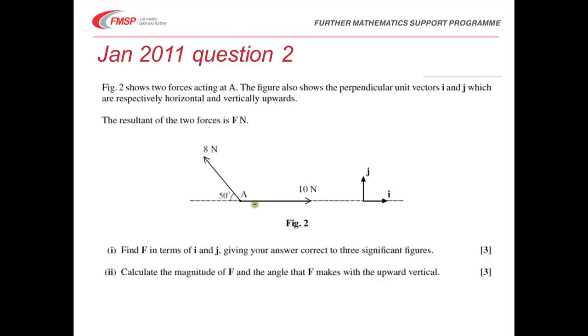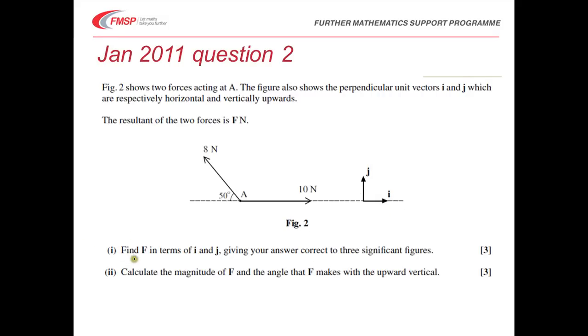This is January 2011 question 2. This is the whole question, it's 6 marks. We're shown a diagram where we have two forces acting at the point A. We have a 10 Newton force horizontally in the I direction, and then we have an 8 Newton force up at an angle to the left hand side. We're told the resultant of these two forces is F newtons, and we're also given the unit vectors I and J as part of the diagram.